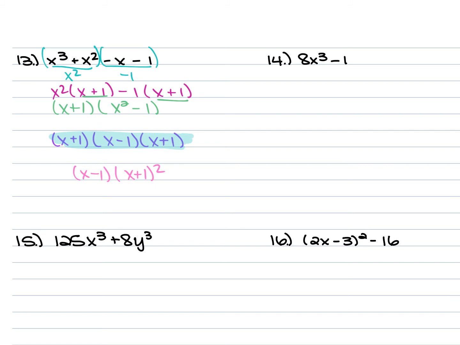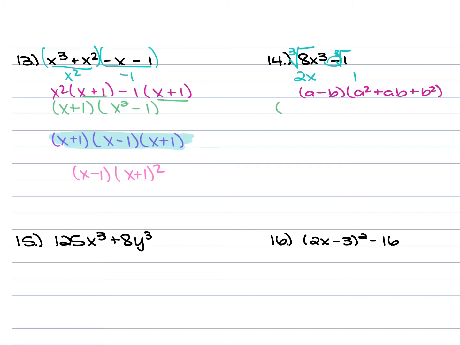It's the same thing. For 14, you have 8x cubed minus 1. The 8x cubed is a perfect cube. So is that 1. You have the negative in between. The cube root of the 8x cubed is 2x. The cube root of the 1 is 1. You have the negative, so you'll use a minus b times a squared plus ab plus b squared.